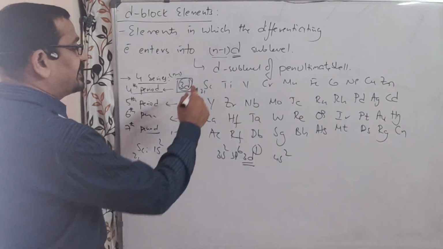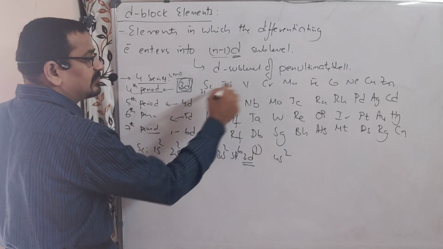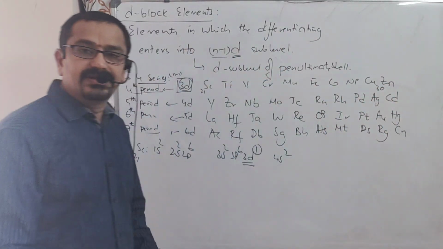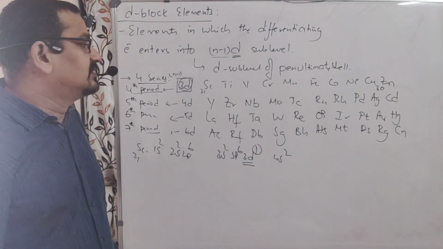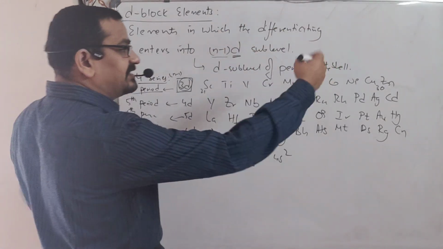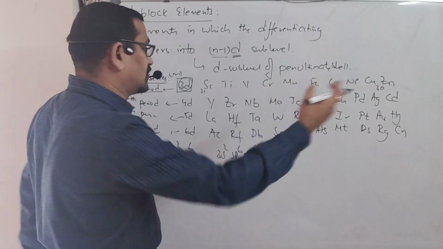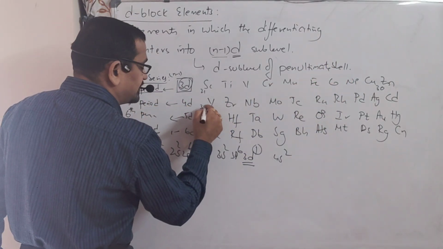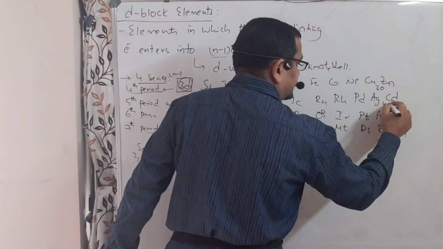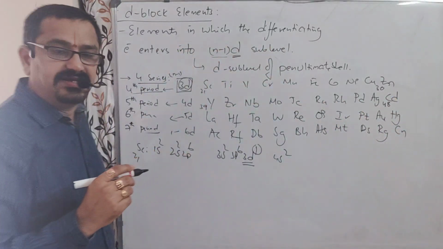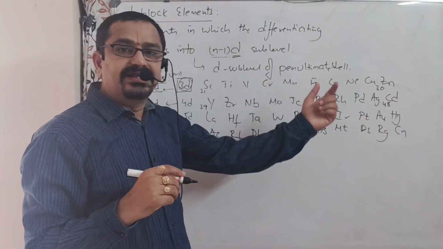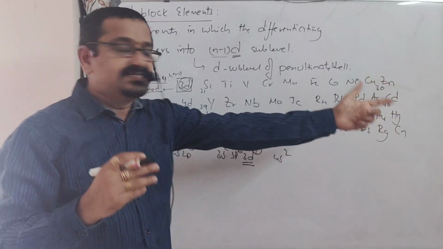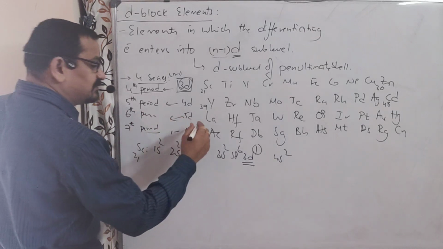Next point is their atomic numbers. 3D series elements' atomic numbers range from 21 to 30. 31 to 36 will be in P block. 37, 38 will be in S block. Here it starts with 39 up to 48. After 48, 49, 50 and up to 54 it is in P block. 55, 56 in S block.